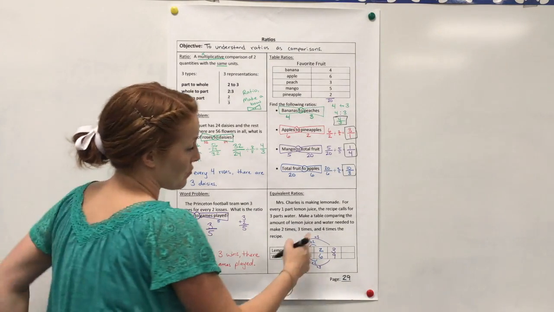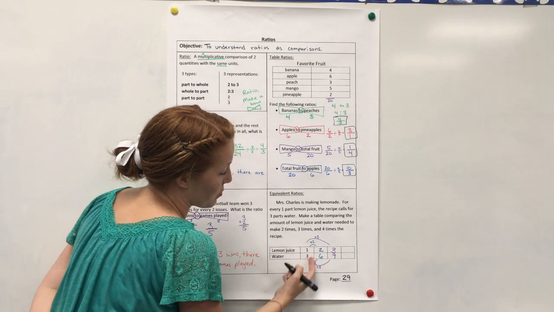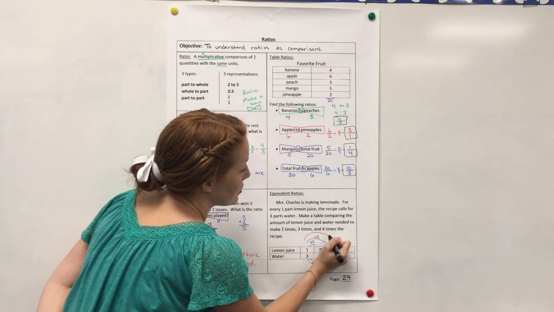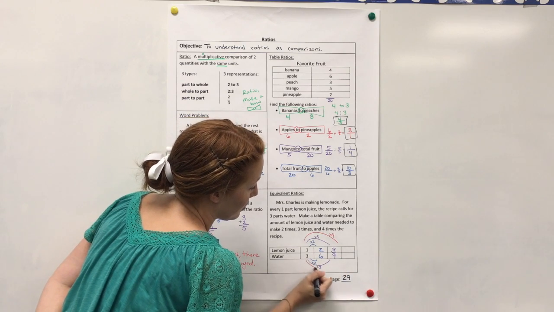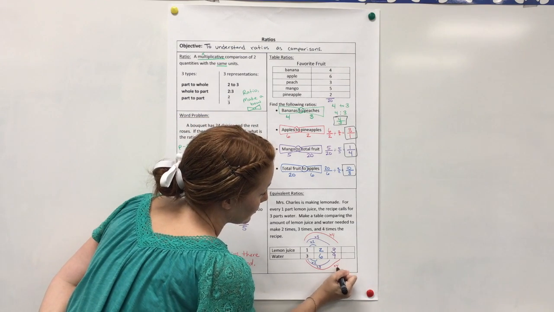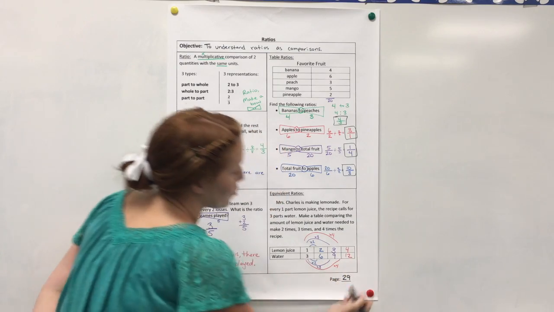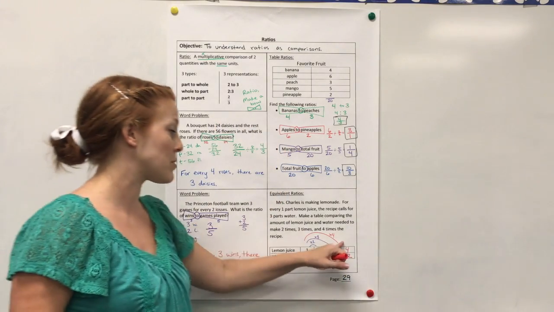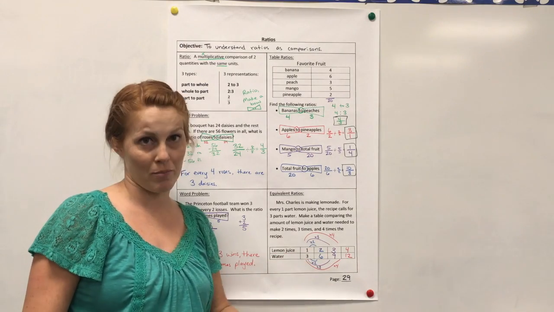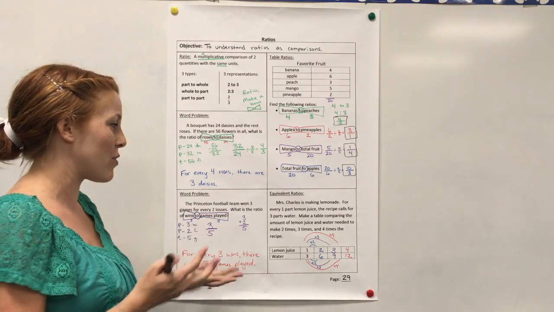And 4 times the recipe just means start with what you originally had and do times 4. 1 times 4 is 4. 3 times 4 is 12. So for every 4 cups of lemon juice, you would need 12 cups of water. So really, it's just like equivalent fractions.